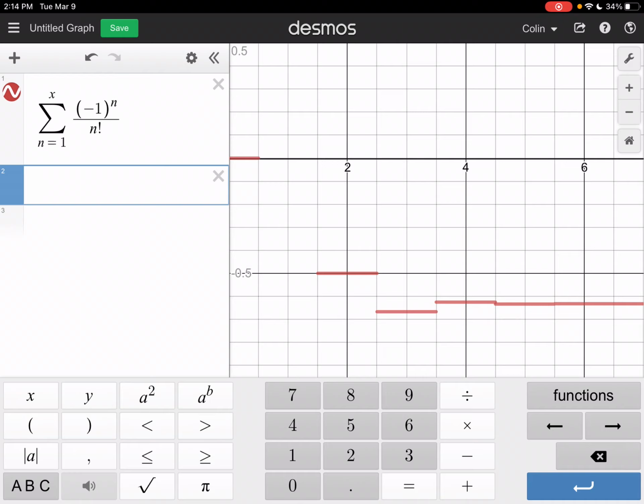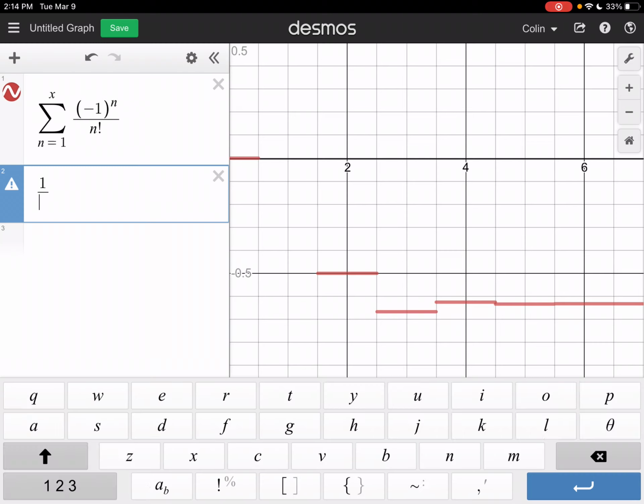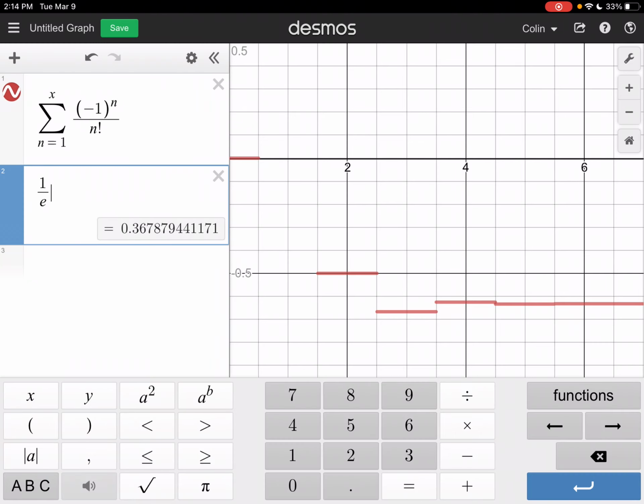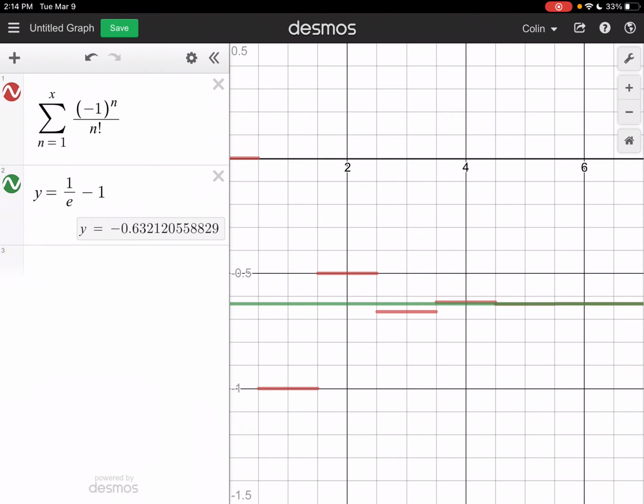So that would be 1 over e minus 1. And let me do y equals. So the infinite sum of this is actually going to be 1 over e minus 1. So we can see that all of the numbers are bouncing back and forth, getting closer and closer to that 1 over e minus 1, but not actually getting there. So that would be our infinite sum here.